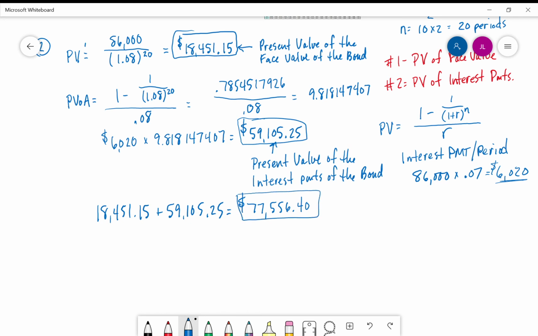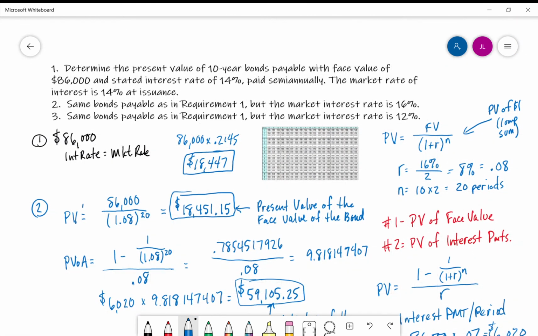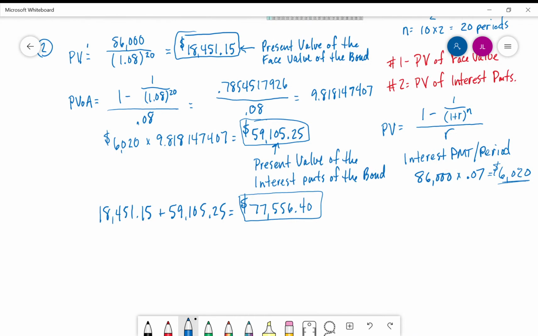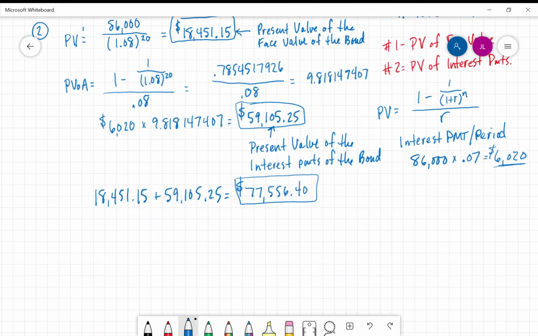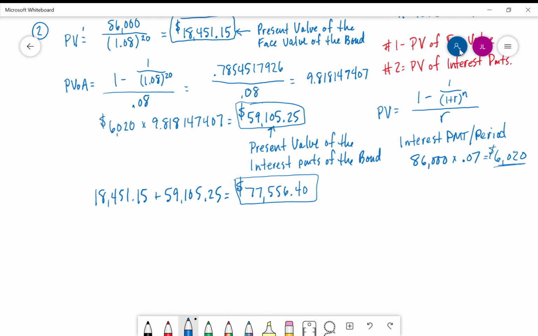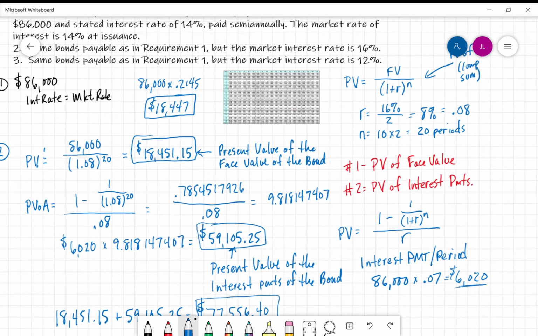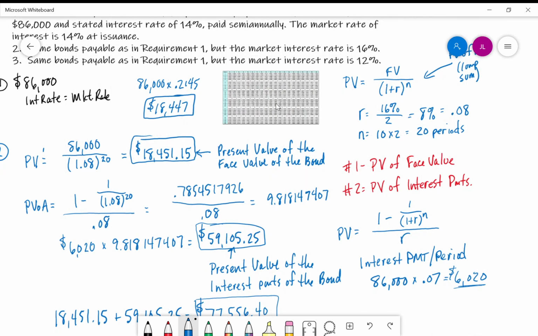If we were to sell that bond today, given the information that we have here, a 10-year bond payable with a face value of $86,000, stated interest rate of 14%, paid semi-annually, and the market rate being 16%, we have $77,556.40 in the bonds.